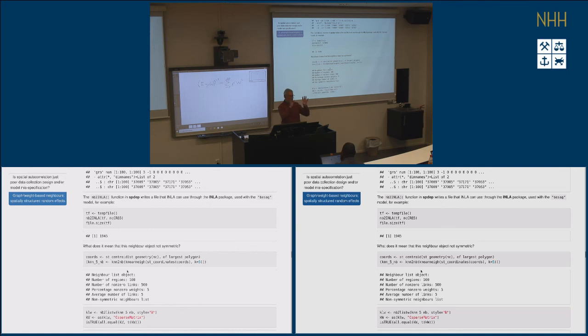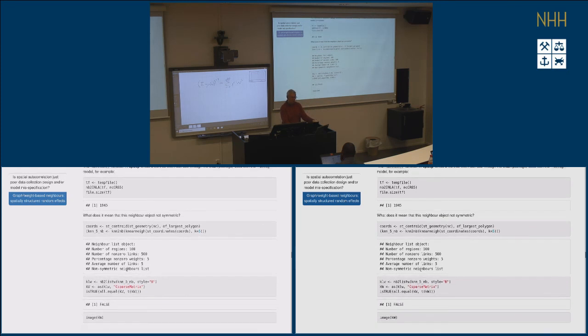So the fact that I is a neighbor of J means that J is a neighbor of I, the symmetry condition, will in general not be met with k nearest neighbors, and in this case it isn't. In this case we're using the NC, North Carolina dataset, the 100 counties, and we get a note on the print method of the object telling us, sorry, that there are non-symmetric neighbors.